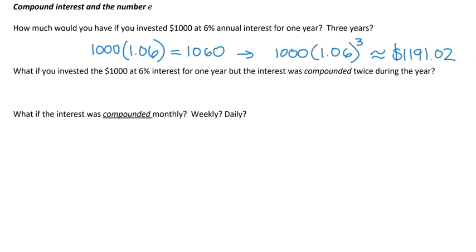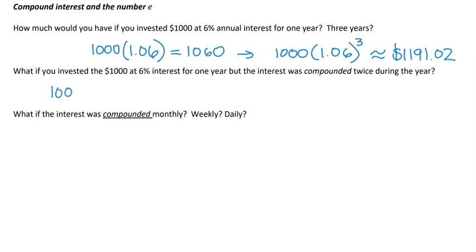So where we can start to get into even more interesting questions is that often banks don't just calculate the interest once a year, they might calculate it more often. So we could ask the question, what if we go back to that $1,000 invested at 6% for 1 year, but now we compound our interest twice during the year? Do we still get the $60 in interest? So we're saying that instead of getting 6% at the end of the year, we get 3% in the middle of the year and then another 3% at the end of the year.